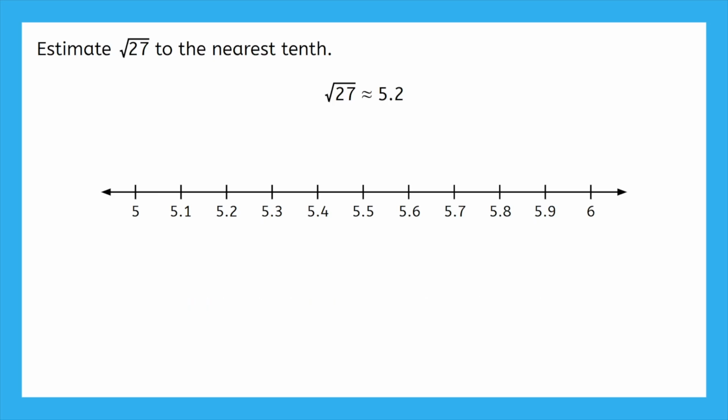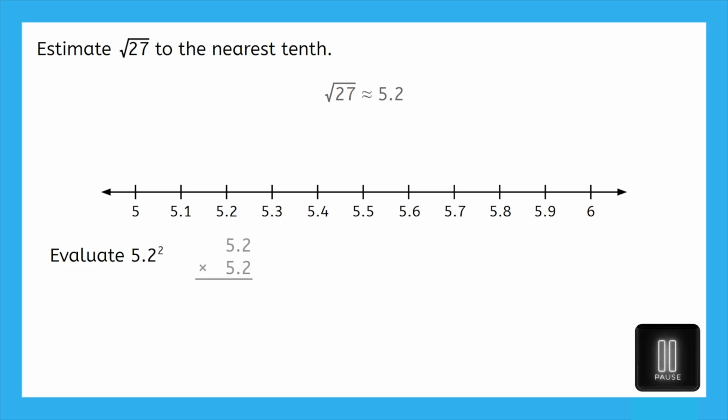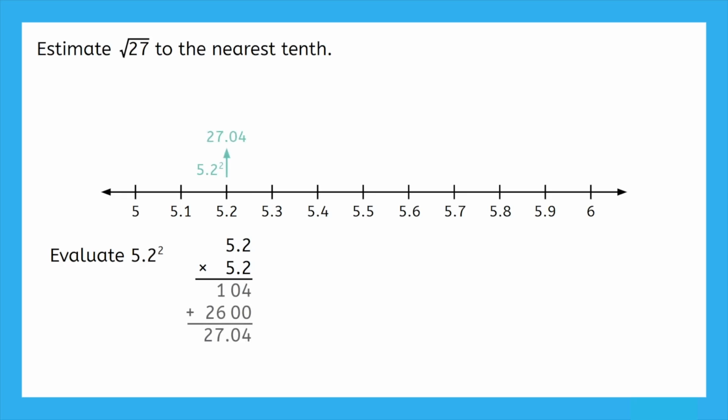Maybe I can take 5.2 and work backward to see what it squares to. If 5.2 is a good estimate, then squaring it should result in approximately 27. Pause the video here and multiply to check my estimate. 5.2 squared is 27.04. That's so close to 27, but it's a little bigger.